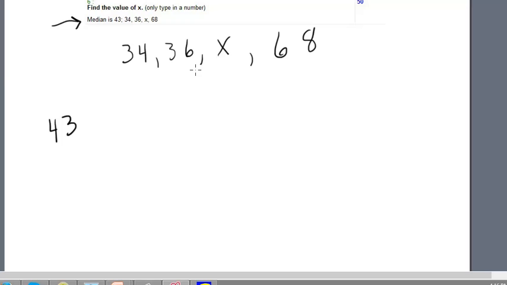Okay, this says find the value of x. We're looking for the median, the number in the middle, so we got to put these in order. We got 34, 36, x, 68. All right, they already had them in order. And they're saying the median is 43. So the number in the middle equals 43.